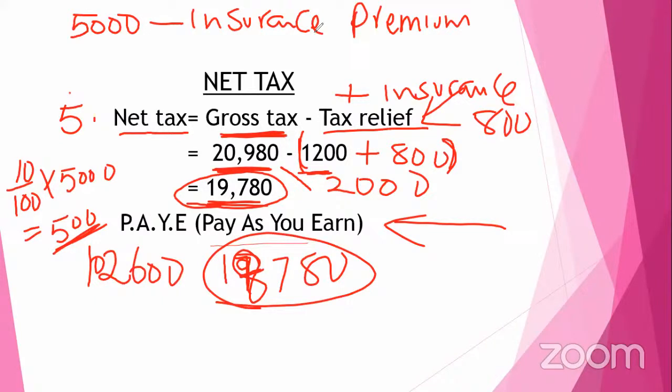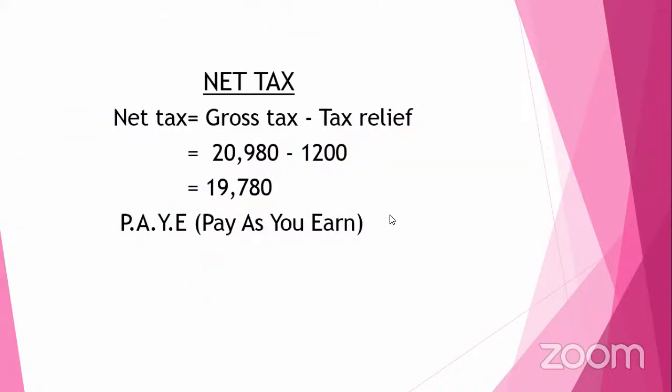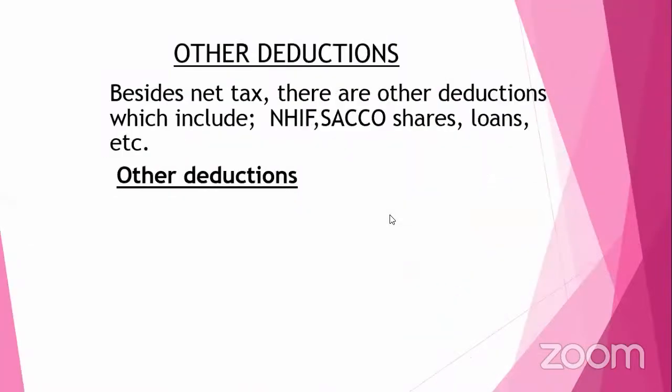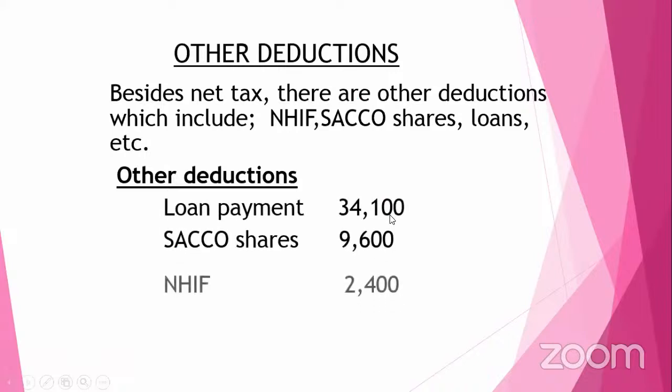All right. Let me clear this. We move to the next level. So the next part says other deductions. And remember, I've used this word strategically. I've said other deductions. Why am I saying other deductions?